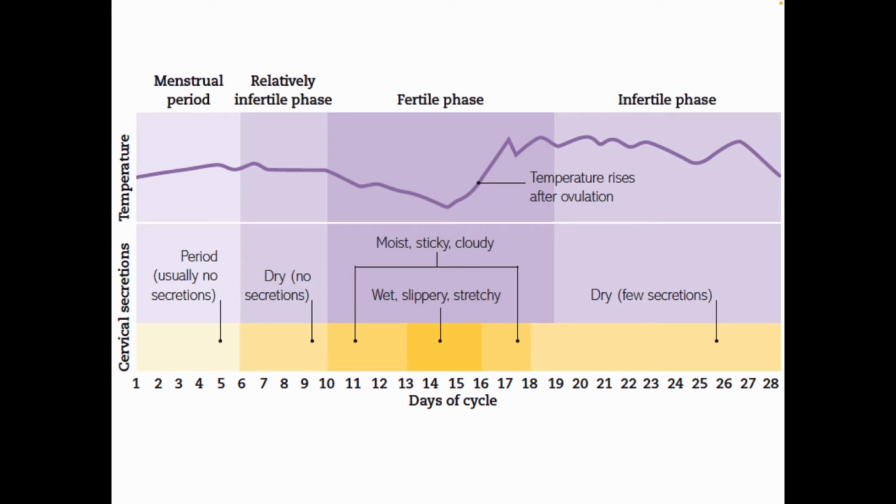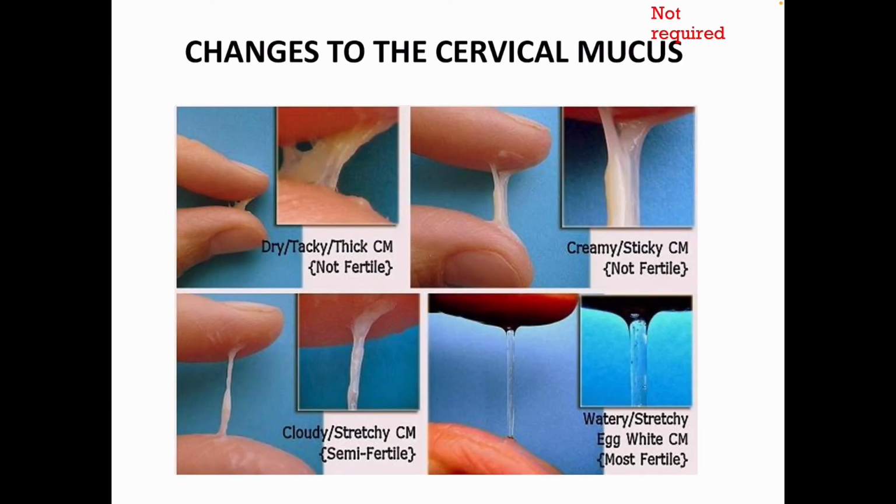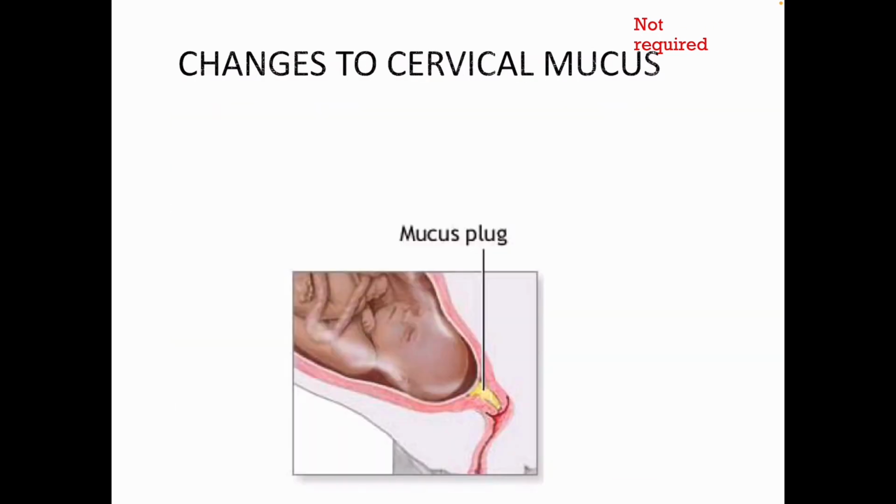You'll notice on the chart here that around about ovulation, the mucus secreted by the cervix becomes wet, slippery and stretchy, and its consistency becomes a little bit like that of egg white. These pictures here show the different consistencies of the cervical mucus. The fertile mucus is this one here, the picture on the bottom right. You can see that it's clear, it's stretchy, it does indeed look like egg white, and that is what we call the fertile mucus. That's the one that the sperm are most likely to pass through.